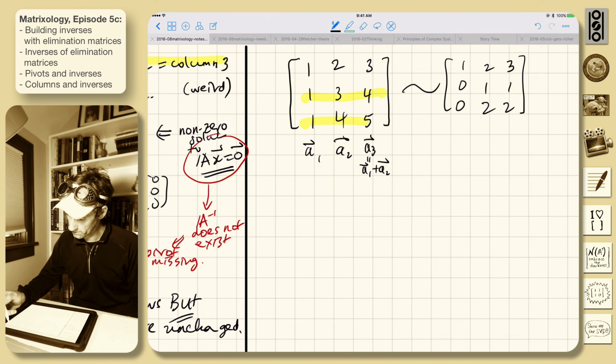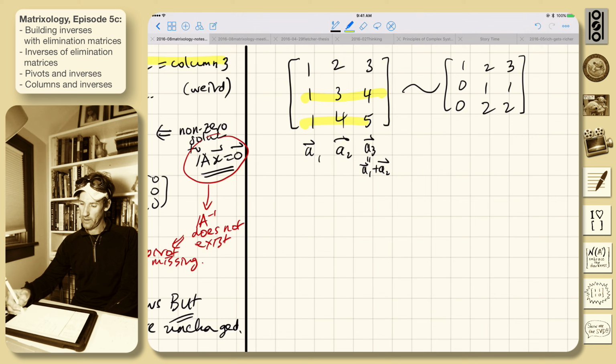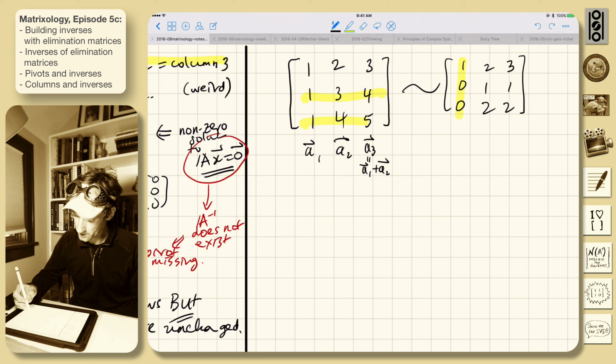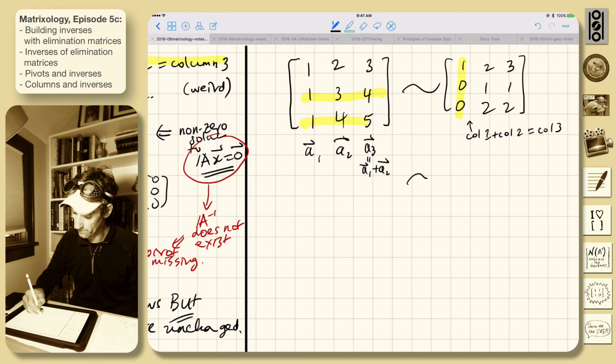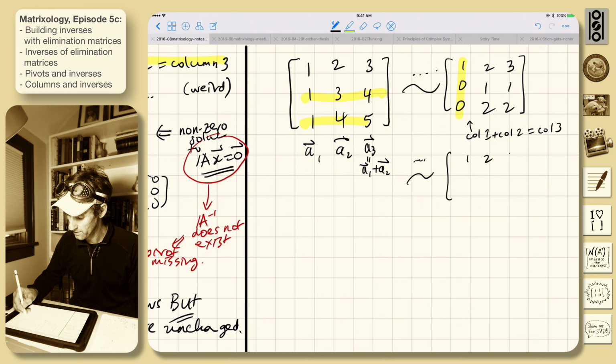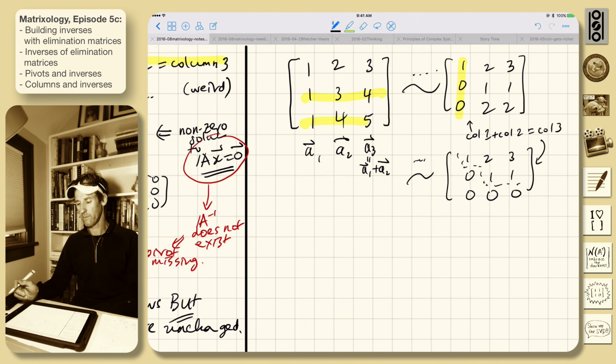If you look at this, let's look at the columns again. Column 1 plus column 2: 1 plus 2 is 3. 0 plus 1 is 1. 0 plus 2 is 2. So it's still the same: column 1 plus column 2 equals column 3. Then we do one more row operation, and I'm leaving out the details. This would be 2 times the second row subtracted from the third, and here's our stair step. This is still true here: column 2 plus column 1 is column 3. And we got our missing pivot.